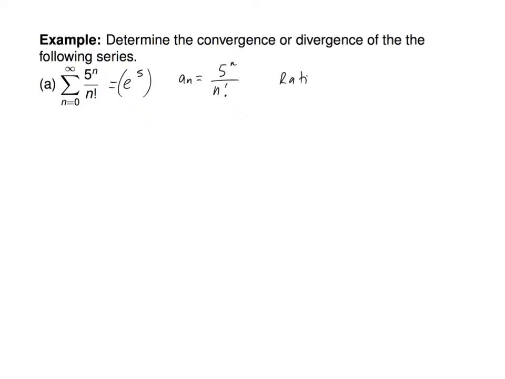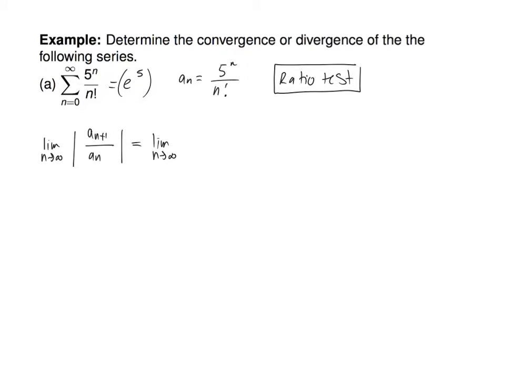We're going to apply the ratio test. And you can't abbreviate it RT because we have a root test as well, and that also will have initials RT. What that test says is you find the limit as n goes to infinity of the absolute value of a_{n+1} over a_n.